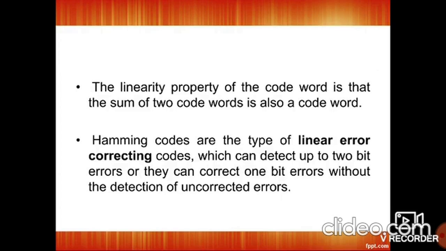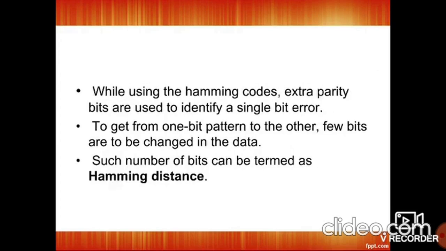Hamming codes are a type of linear error control codes, and they can detect up to 2 bit errors and correct a single error. That is the basic concept of Hamming code. A Hamming code is a set of linear block codes, represented as (n, k). While using this Hamming code, extra parity bits are used to identify the single bit error. To get from one bit pattern to the other, a few bits must be changed in the data. Such a number of bits is termed the Hamming distance.